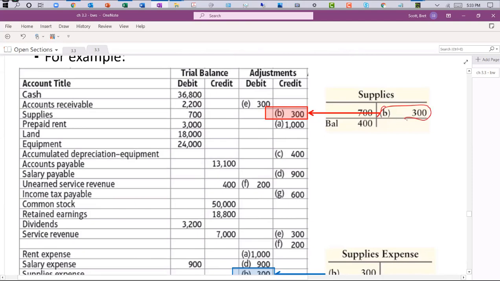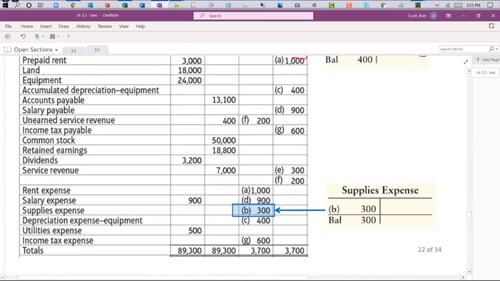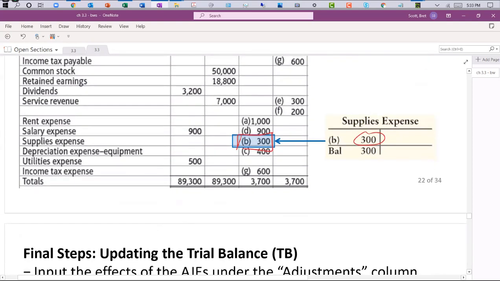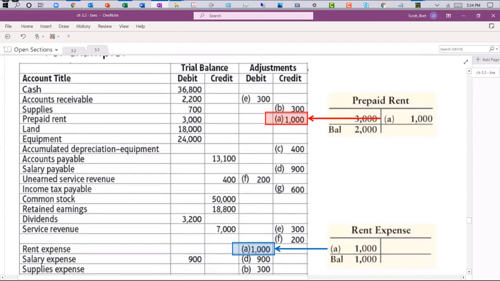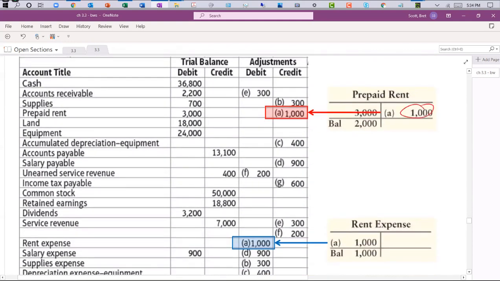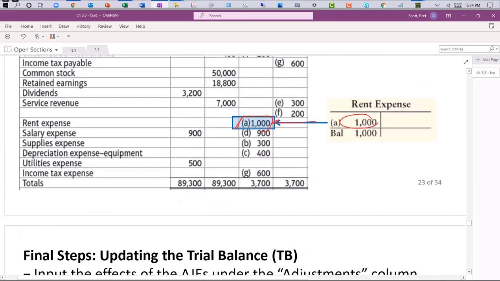Supplies was credited. Transcribe that over into the credit heading. Recognize supplies expense under the debit heading. It seems pretty simple, but it's easy to make a mistake. Prepaid rent was consumed. Input that under the credit heading. Rent expense, put that under the debit heading.